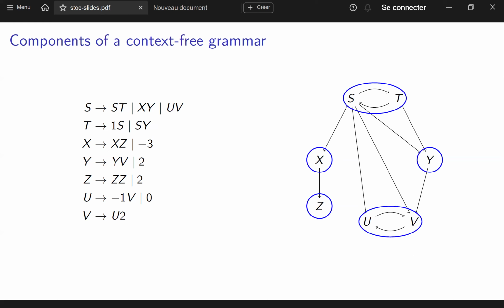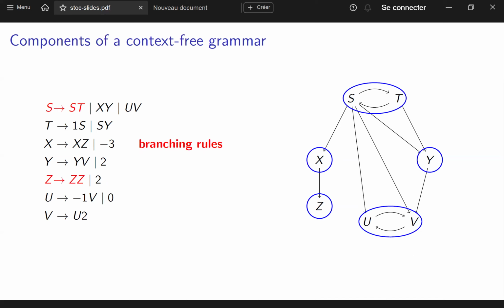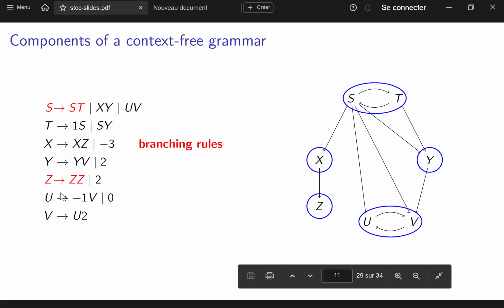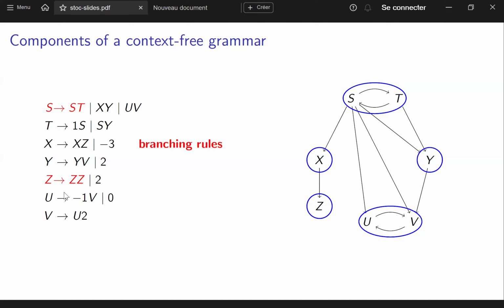Then, based on those components, we distinguish two kinds of production rules. The first kind of production rules are the branching rules. In this example, there are two branching rules that I colored in red. Branching rules are rules where the two symbols on the right are non-terminals from the same component as the non-terminal on the left. So the rule S goes to ZZ is clearly branching, and in fact it has to be branching no matter what the graph is. The rule S goes to ST is also branching because T is in the same component as S.